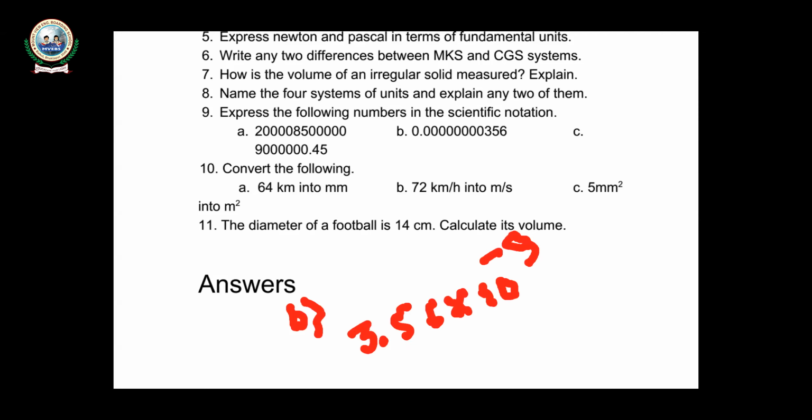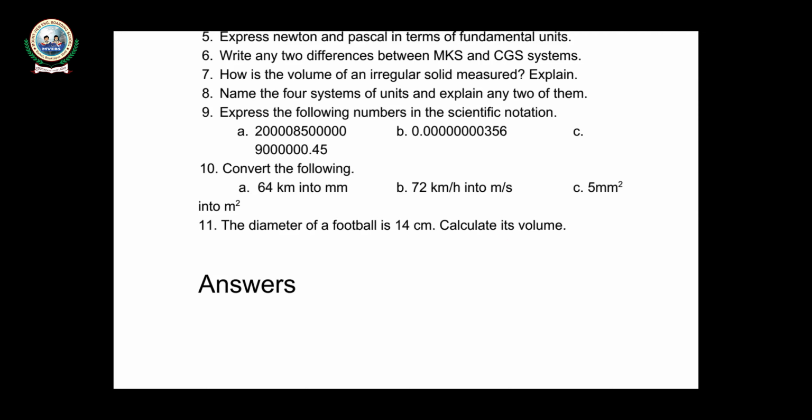Clear? Okay, let's go to number C. Number C is 9, then 1, 2, 3, 4, 5, 6, 0, then decimal 4, 5. If you are asked to write the scientific notation of this number, we write it like this. We are shifting the decimal to the left side.